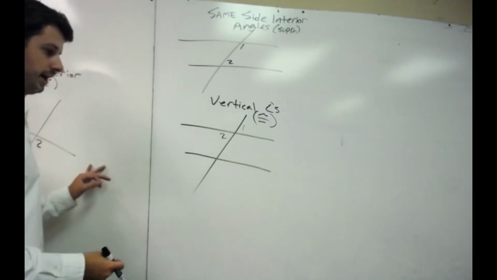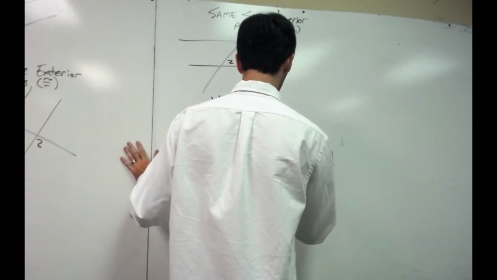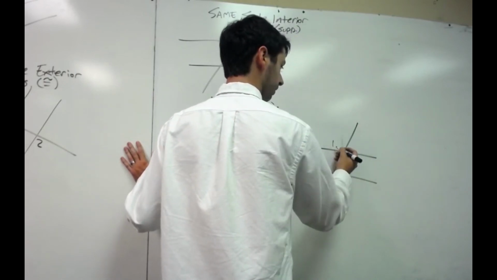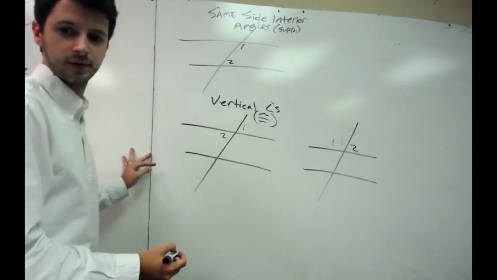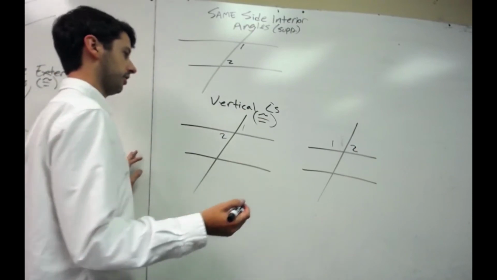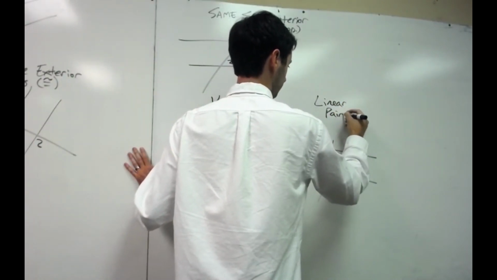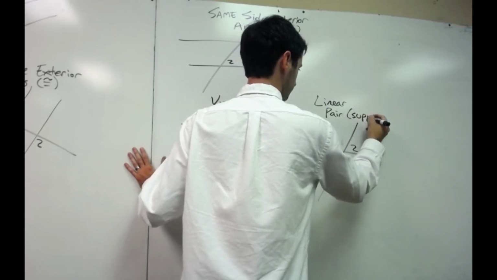We also have, I think one more, 1 and 2 there. Those are what we call a linear pair, and those are supplementary.